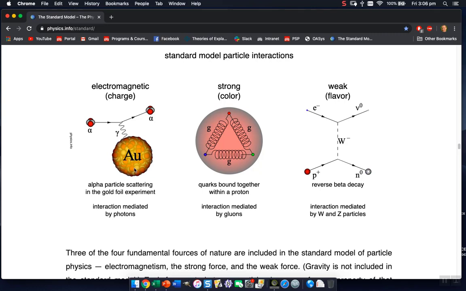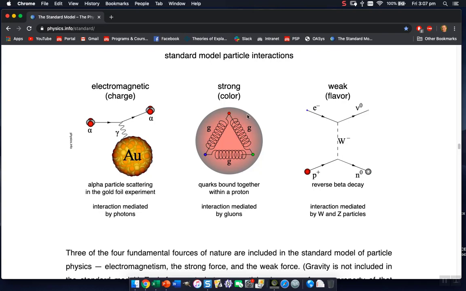So this is a nucleus of gold. The alpha particle comes in, and you can see that little gamma there is a photon, and that photon is the boson that is putting a force on the alpha particle, so the alpha particle's track is changing. So you can see the interaction. An electromagnetic interaction happens using a photon.